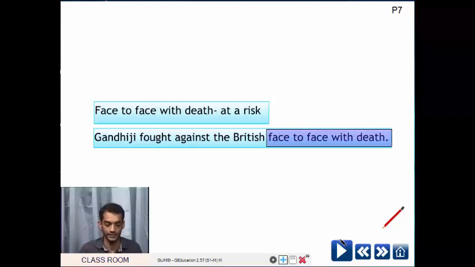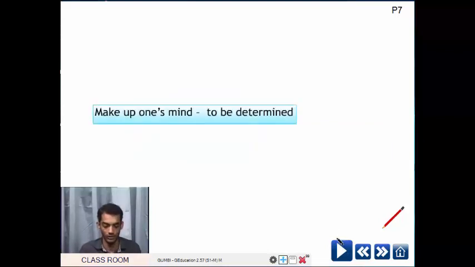Next word is make up one's mind. It means to be determined, or to decide, or to reach a conclusion. Make up one's mind means to be determined or to decide or to reach a conclusion.